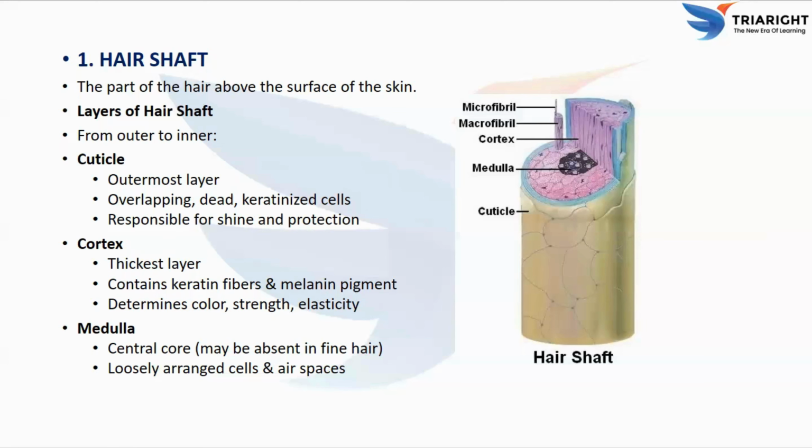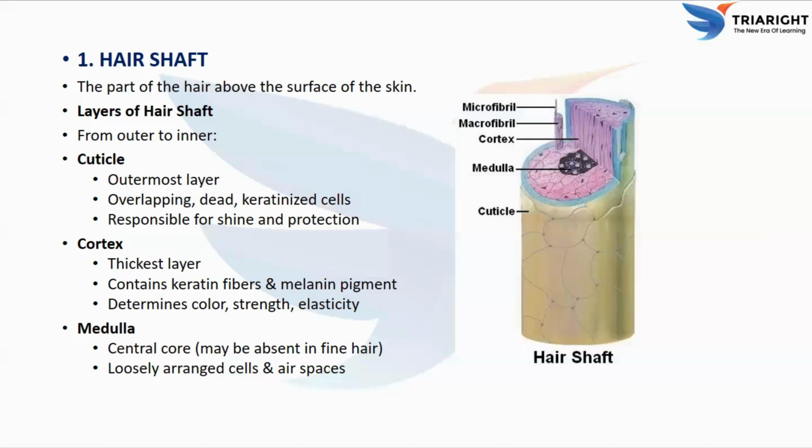The innermost layer of the hair is the medulla. Medulla is a soft central core. It is made up of loosely arranged cells, air spaces and also soft keratin. This is absent in very fine or light hair.